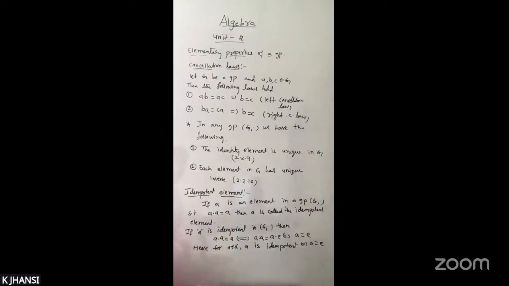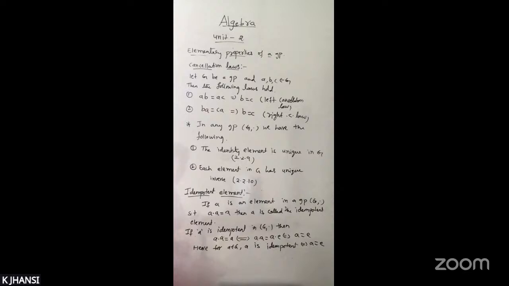Next, we have one problem. This is the important one. This is regularly asked as a 5 marks question in section A. Sometimes it may even be asked as a 10 marks question. That is: let Q plus be the set of all positive rational numbers and define a binary operation star on Q plus by a star b equals ab by 2. Prove that Q plus comma star is an abelian group.